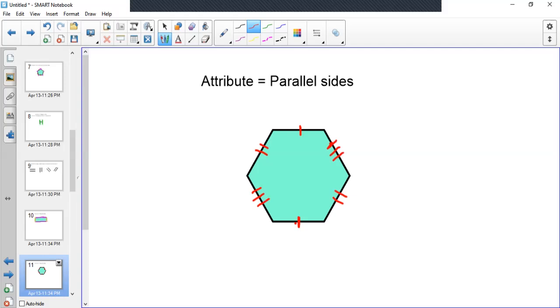So if you identify 3 sets of parallel lines, you're doing a great job. Excellent job, scholars.